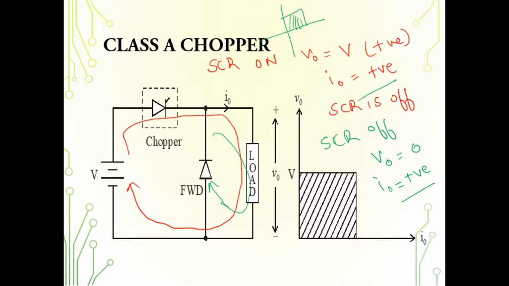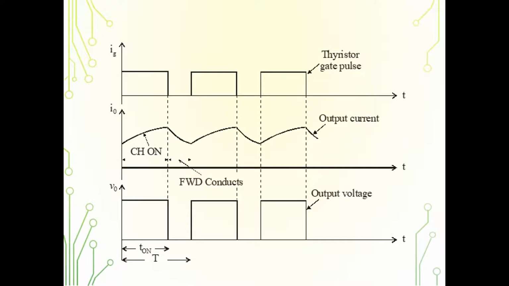This Class A chopper is a step down chopper in which power always flows from source to the load. So the Class A chopper, or first quadrant chopper, is mainly the step down chopper, wherein power flows from source to the load, and it is used to control the speed of a DC motor.